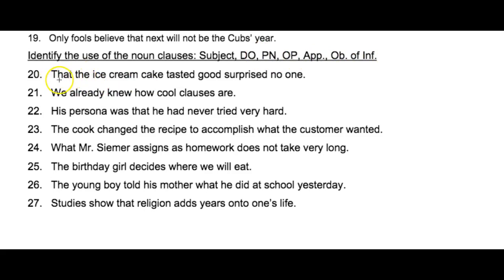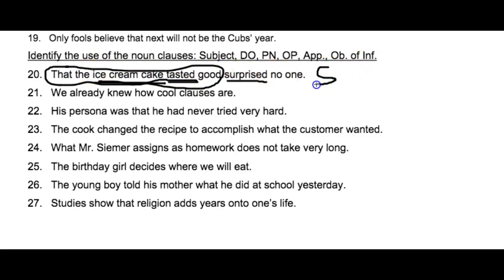So I'm going to look at this sentence. "That the ice cream cake tasted good surprised no one." Surprised is a verb, and tasted is a verb. What tasted? The ice cream cake tasted. So that's one subject and verb. And what surprised no one? Well, this is a little tricky. The whole clause, that the ice cream cake tasted good, that whole clause surprised no one. So that means that whole clause is the subject.